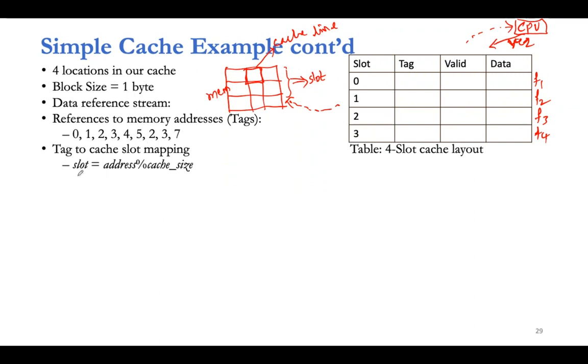So to the tag to slot to accommodate these memory accesses in the cache. Let us take these references as your memory addresses or tags, which are actually the cache line addresses.